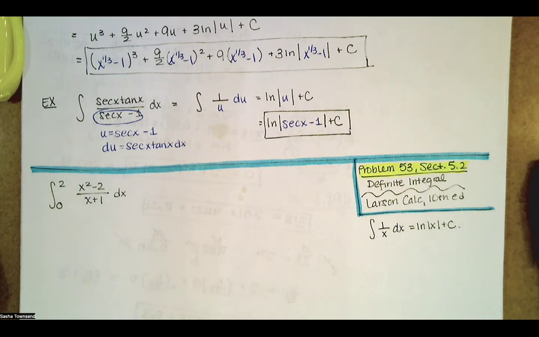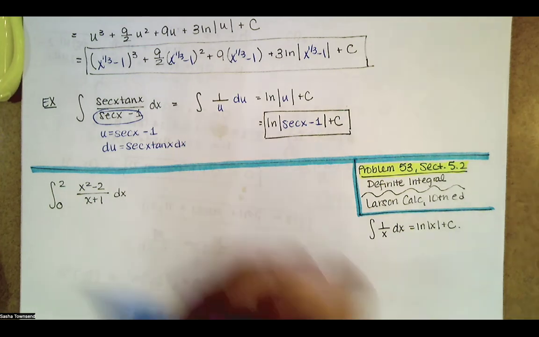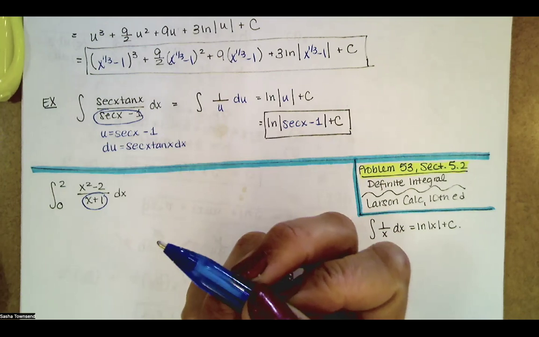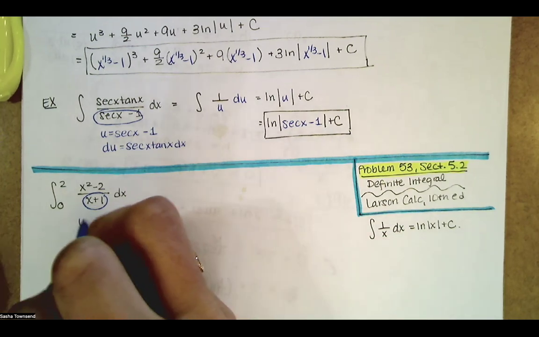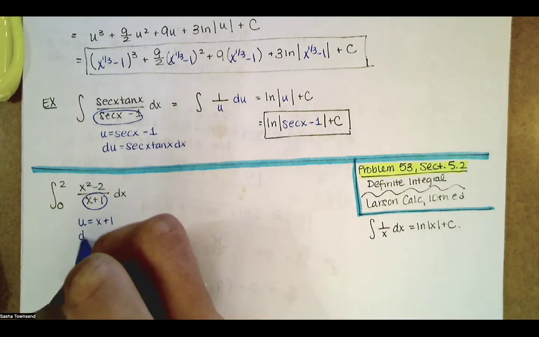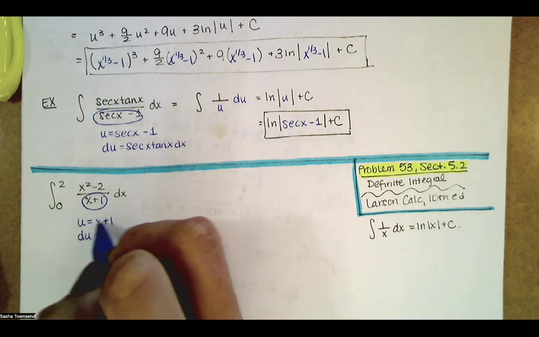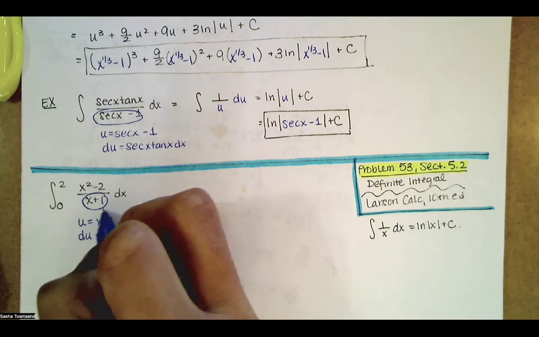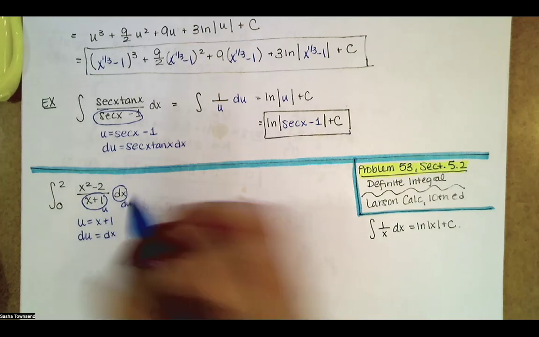Since there are no obvious inside functions, there are no parentheses, there are no roots, there are no exponential functions with functions inside or trig functions with functions inside, in that case, when I have a rational function, usually a good choice for u to start is that denominator. So we'll let u equal x plus 1. And we'll say, well, then what is du? Well, du is the derivative of x plus 1, which is 1, times dx.